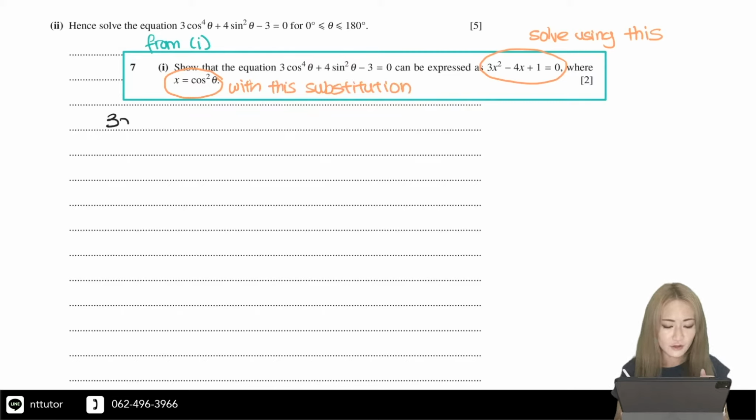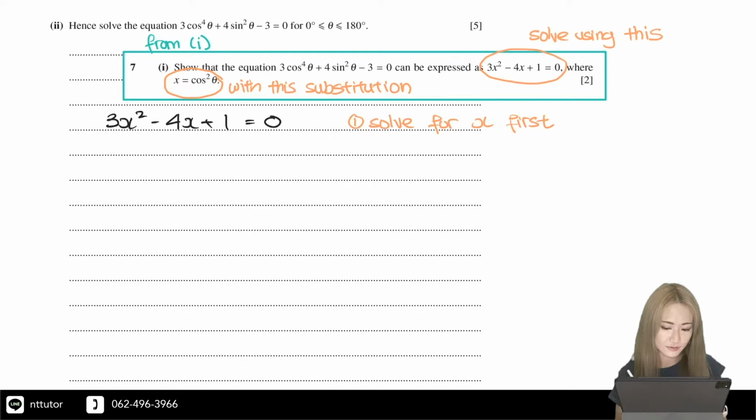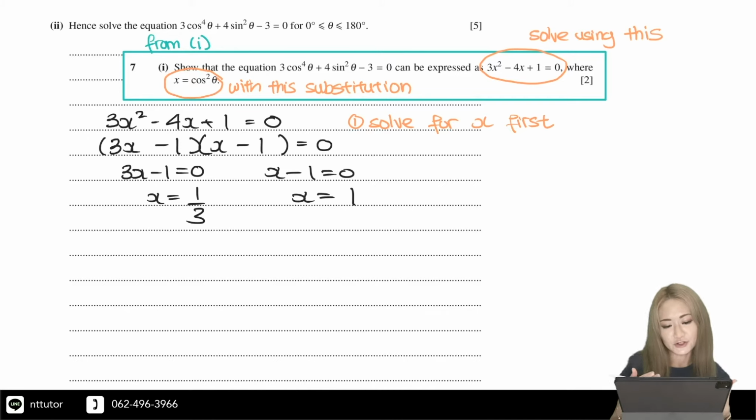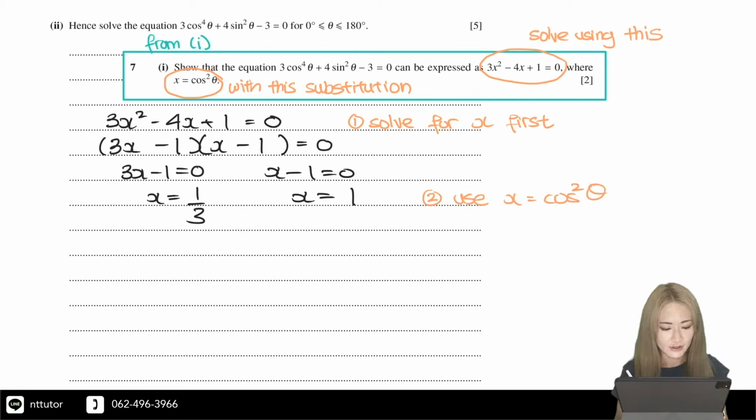So first, solve for x from 3x squared minus 4x plus 1 equals 0 first. So that's a quadratic. So we can solve it by factorizing. After factorizing, we get 3x minus 1 equals 0, corresponding to x equals 1 over 3, and x minus 1 equals 0, which gives x equals 1. And we know for a fact that x in this expression is equal to cos to the power of 2 theta. So using x equals cos to the power of 2 theta, now we know that cos to the power of 2 theta equals 1 over 3, and cos to the power of 2 theta equals 1.